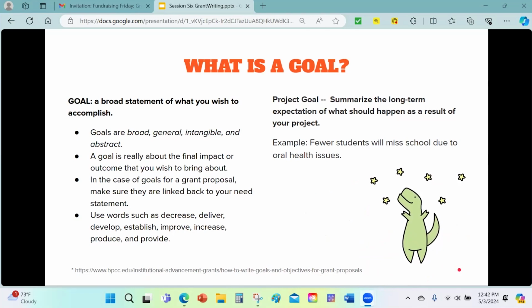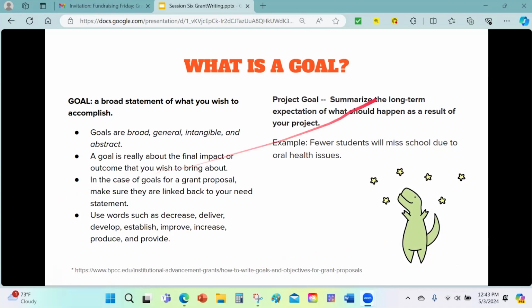or the final outcome you want to have with this project. And ideally, your goals address the need we've talked about in our statement. We want to educate people on hidden or missing Arkansas history. Again, that's abstract, that's intangible, that's our goal. We want to use words. I love this section right here: decrease, deliver, develop, establish, improve, increase, produce, provide. Very active words for our goals, right?